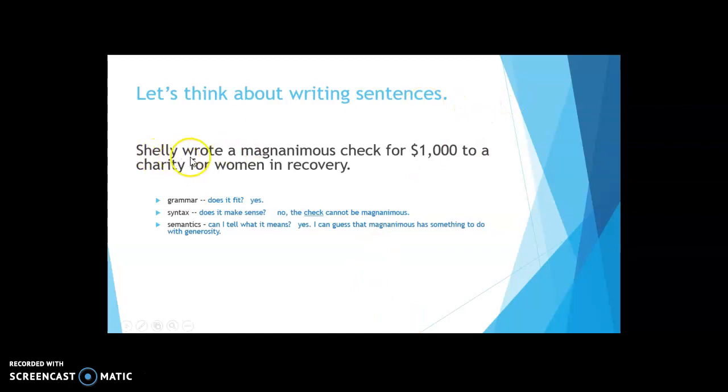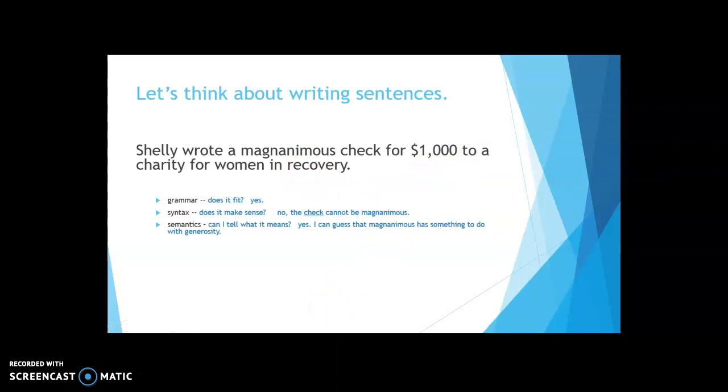It has subject-verb agreement, but it doesn't have good syntax. It's because I'm saying that she wrote a magnanimous check. And since a check cannot be magnanimous, that's a quality of a person, that doesn't have good syntax. But even though my syntax isn't good, I can tell a little bit about what the word means. I can guess that magnanimous has something to do with generosity, because she wrote a check, and I'm assuming it was a gift for a charity. And so that does suggest generosity.